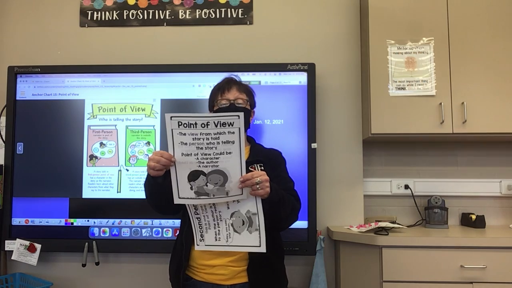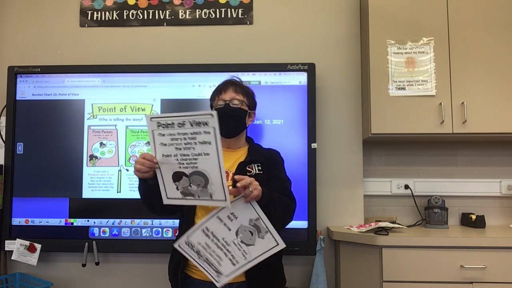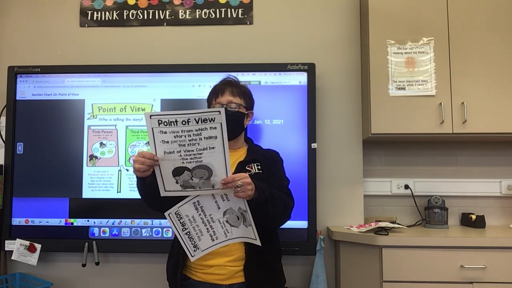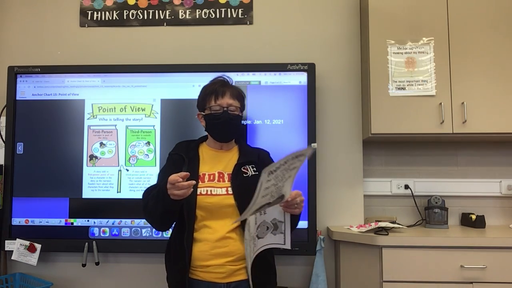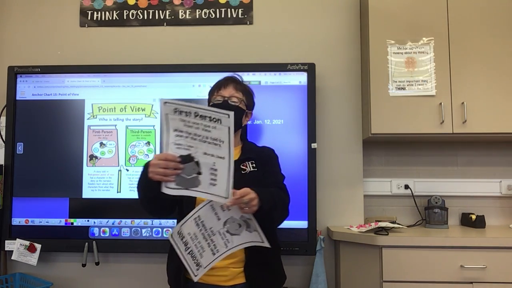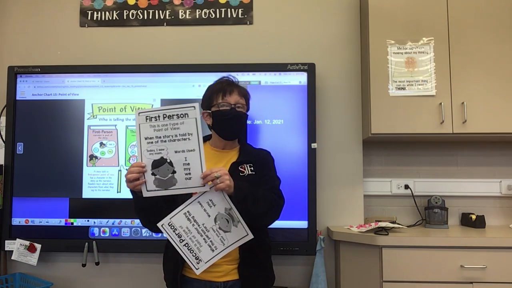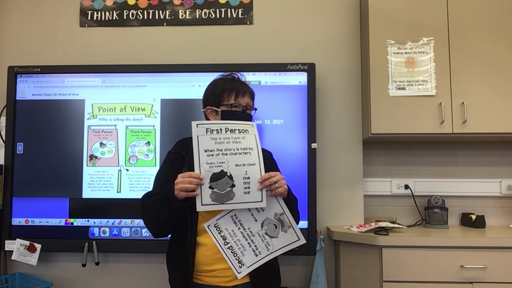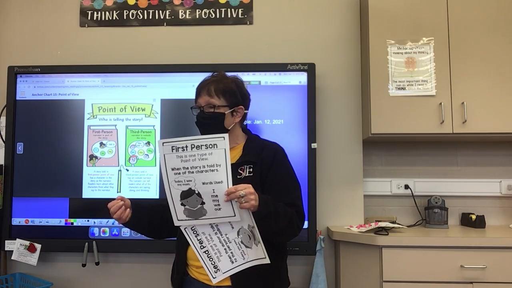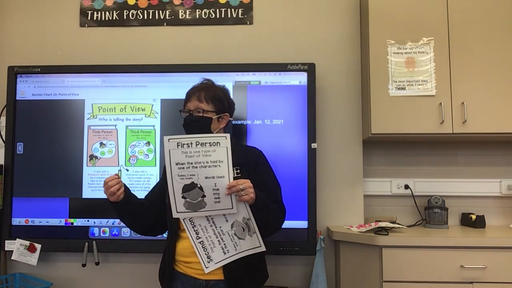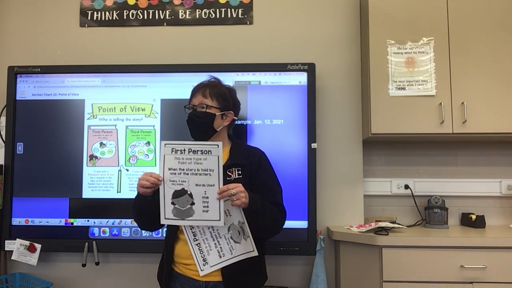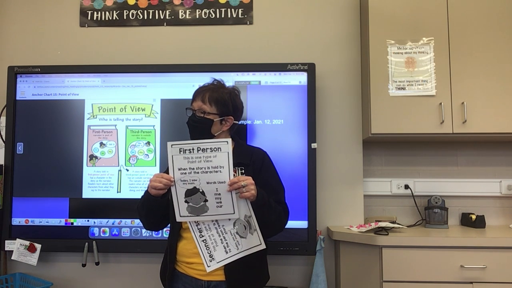So this is one type of point of view. When the story is told by one of the characters, they use words like I, me, my, we, and our. That is first person point of view. We've read many stories like that and we gave some examples. Give me one example of a story told from first person point of view that we have read. What is one of those stories? Juliana?